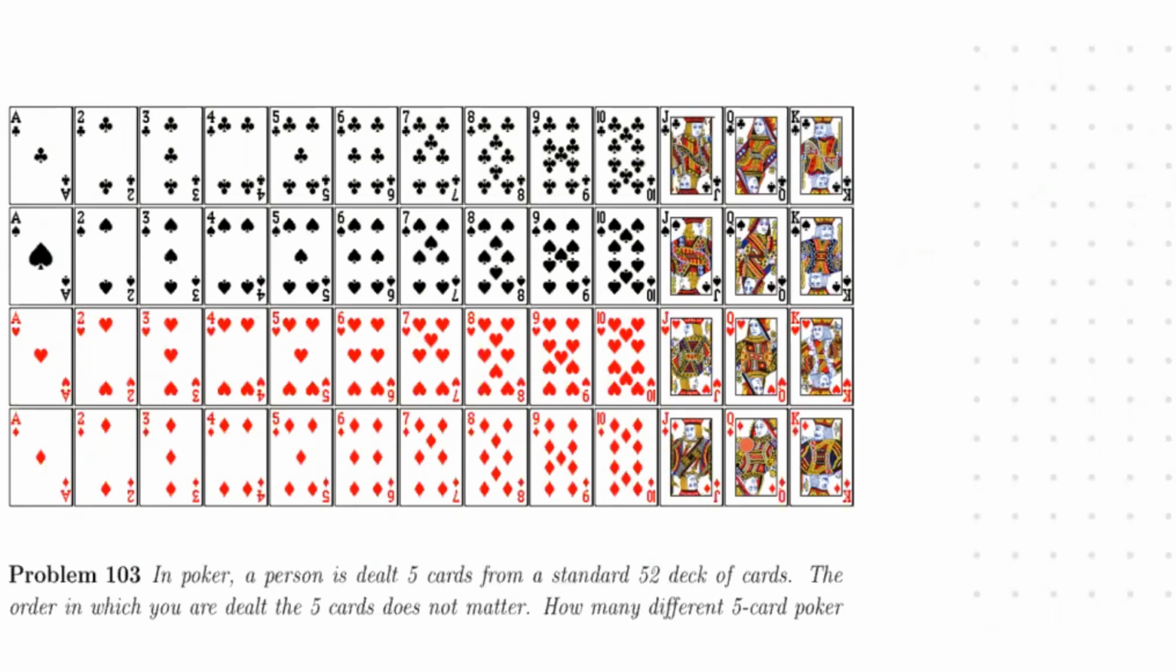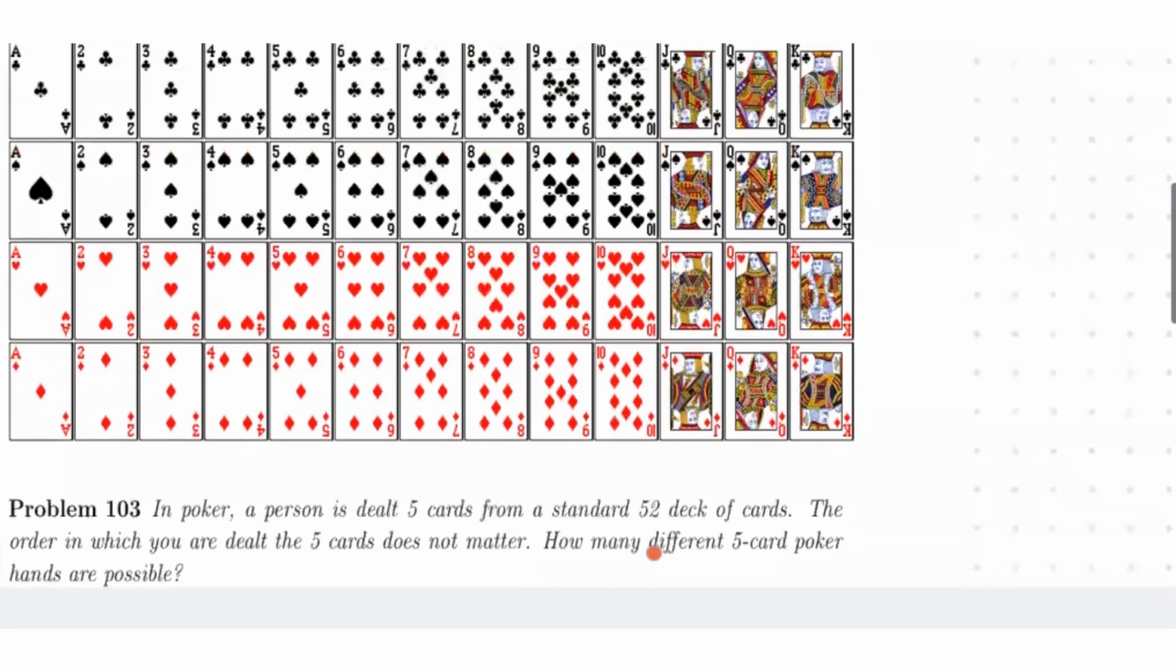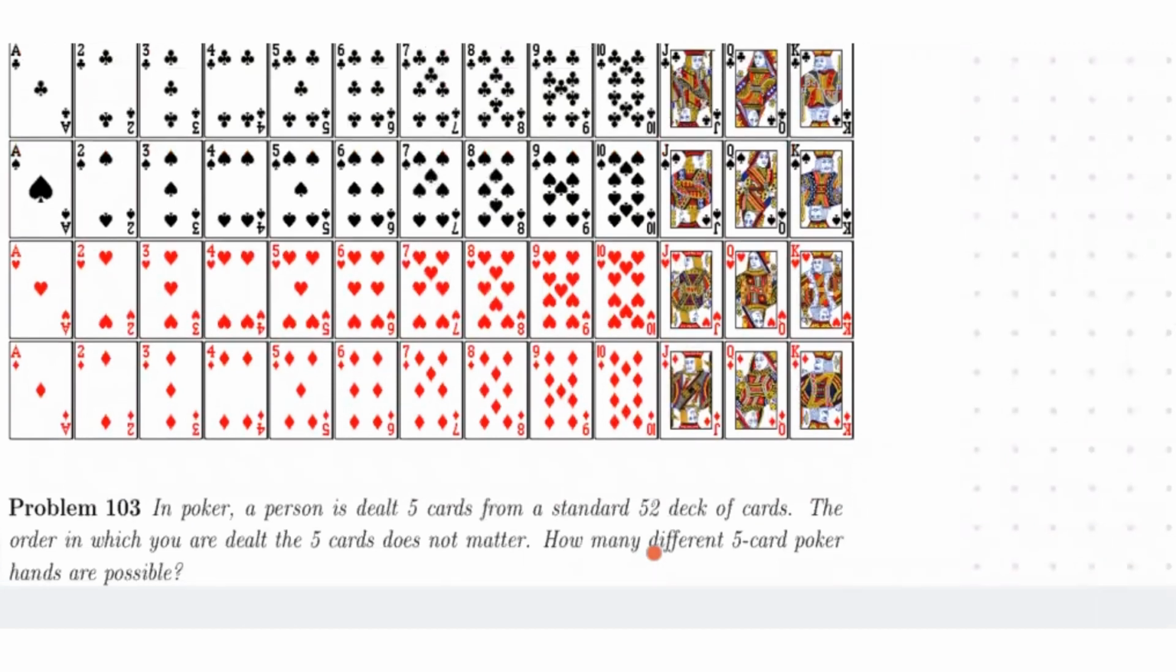All right, let's look at problem 103 at the bottom of the page. In a poker game, a person is dealt 5 cards from a standard 52 deck of cards. You pick 5 of that. The order in which you are dealt 5 cards does not matter. How many different 5-card poker hands are possible? So it's already given.